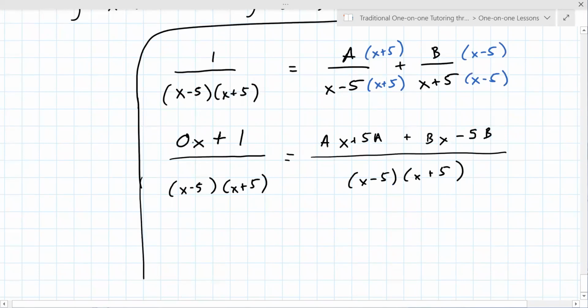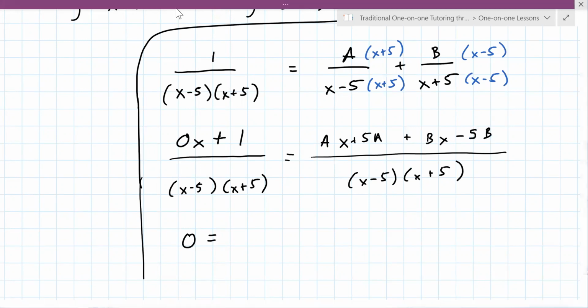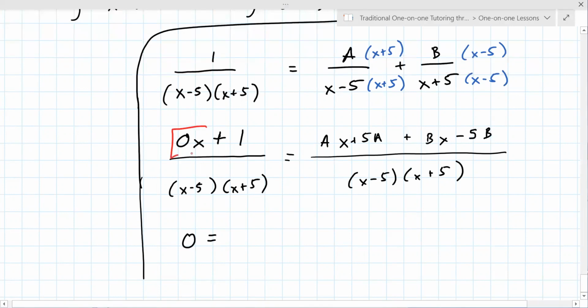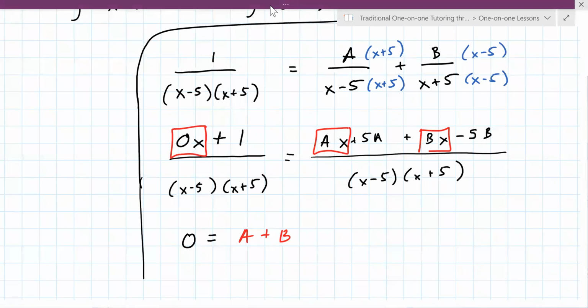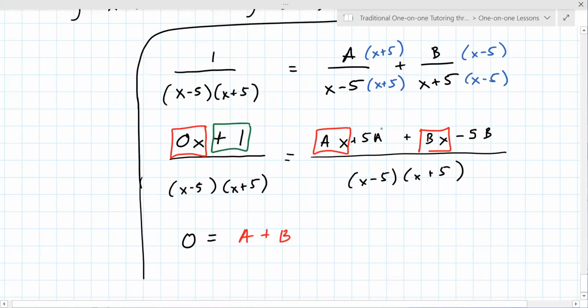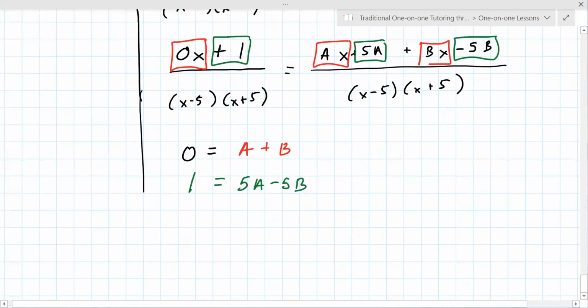Okay. So your 0 is in front of x. So you're matching, let me do this in red, you're matching any of your x terms. So your 0 is a plus b, because there's really an x in front of this, to the right of the 0. It's really ax plus bx. Then the plus 1 goes with the non-x terms. So it's 1 equals 5a minus 5b.